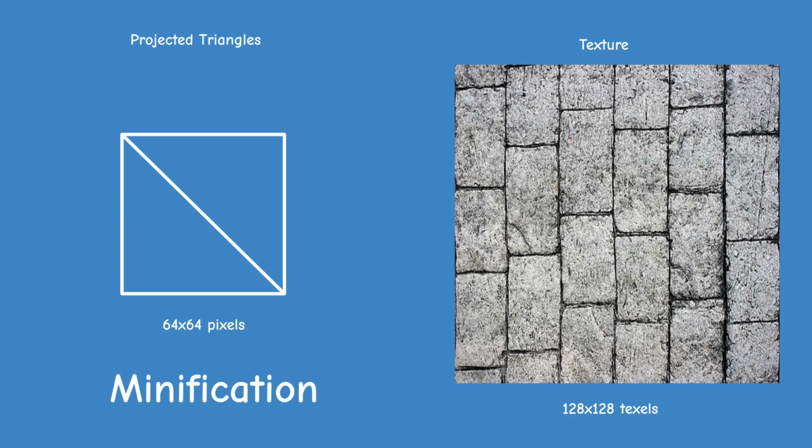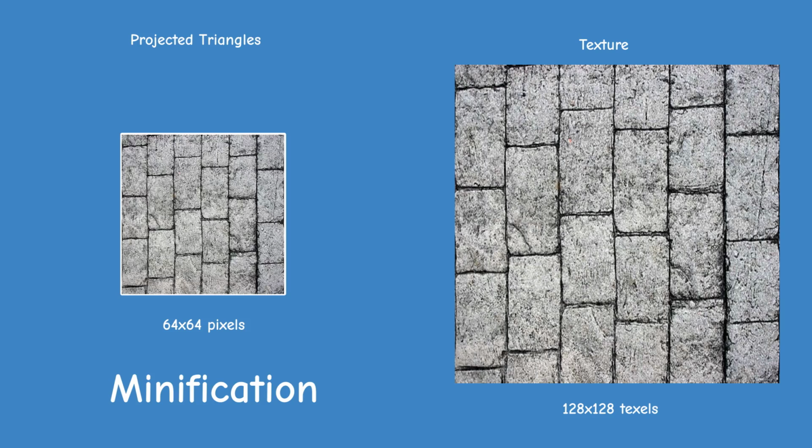Minification happens when a textured triangle moves away from the viewer in the 3D world. As the projected triangle grows smaller, we have fewer and fewer pixels to render, while the texture remains the same size. This means that we might skip some texels. For example, if the width of the projected triangle is 64 pixels while the width of the texture is 128, then we are going to skip every other texel.